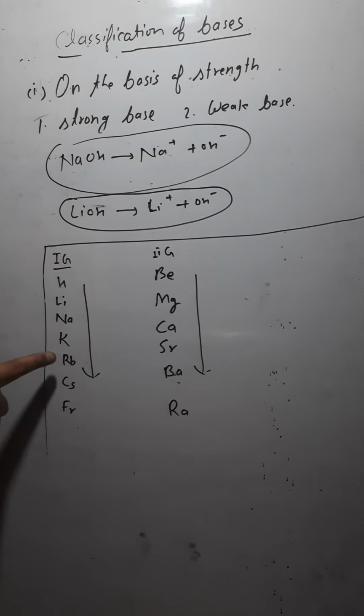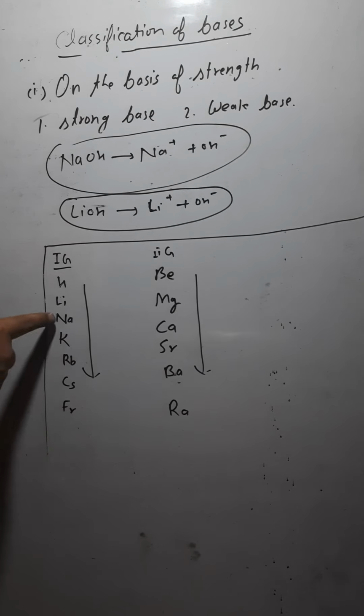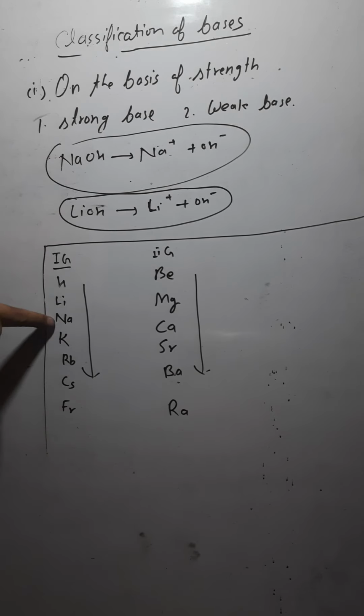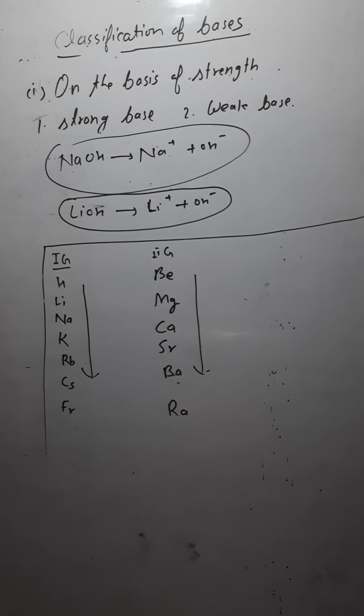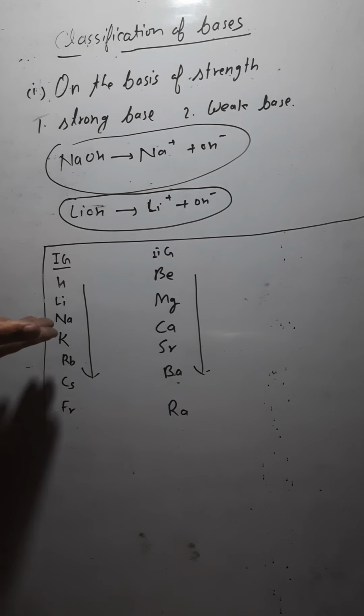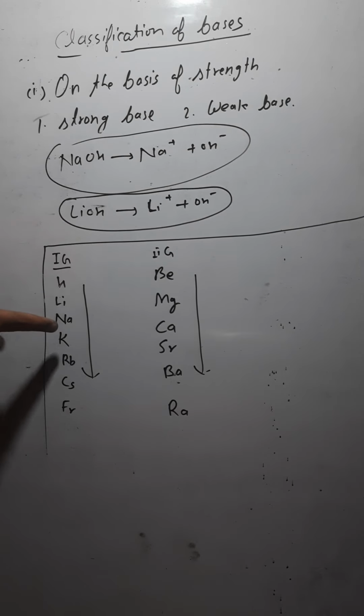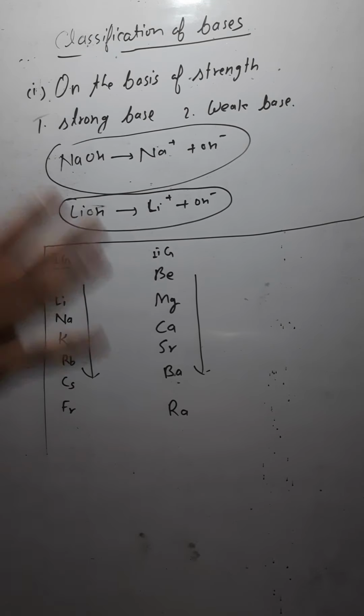Cesium, strong base. Rubidium would form the strong base. Potassium also would form a strong base. Sodium also, sodium hydroxide here. Sodium is forming sodium hydroxide, so again sodium would form the strong base. Are you getting this? But lithium is the upper one there, so it would not form the strong base. The elements which are upside would not form the strong base, rather they would form the weak base.